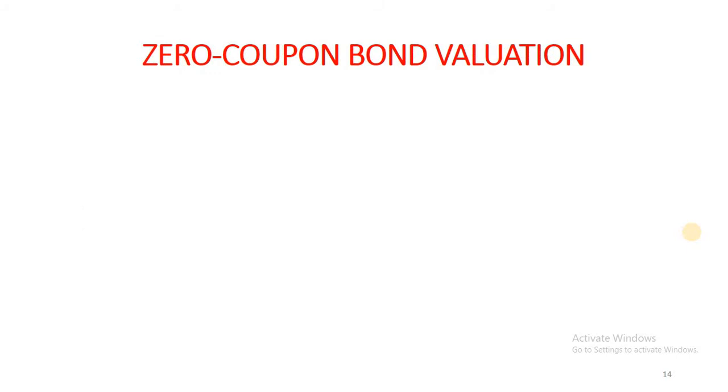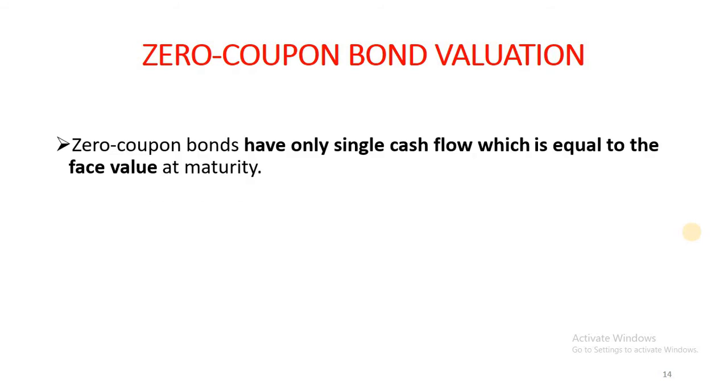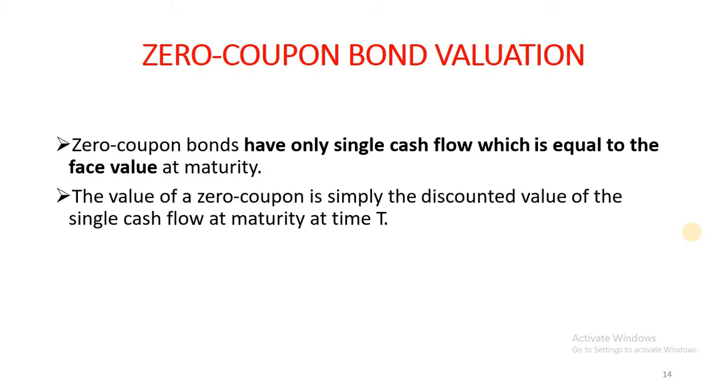Now we'll learn zero coupon bond valuation. A zero coupon bond does not pay any coupon to its investors. Its only payment is its face value at maturity to its investors. And zero coupon bonds are sold at discount. So to find out the value of a zero coupon bond, we need to find out the discounted value of its face value.